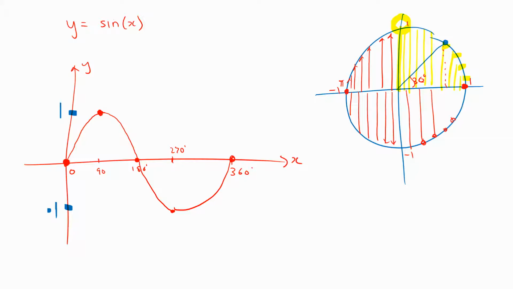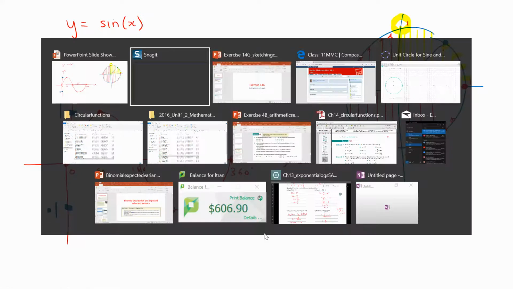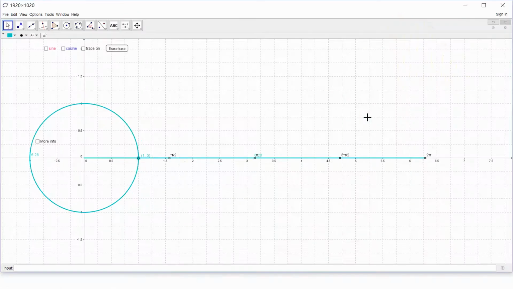Now, I'm going to play with GeoGebra just so you can see the sine graph and the cosine graph. They're 2 different exercises. If you understand the unit circle, technically you can already picture the 2 graphs already. Okay, so let's have a look at GeoGebra.